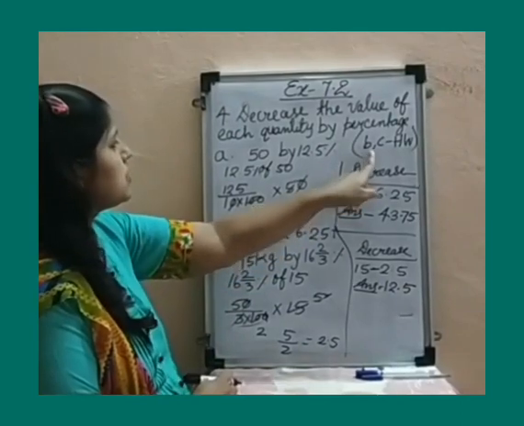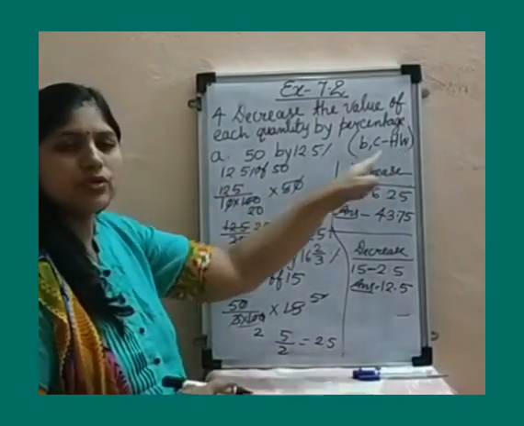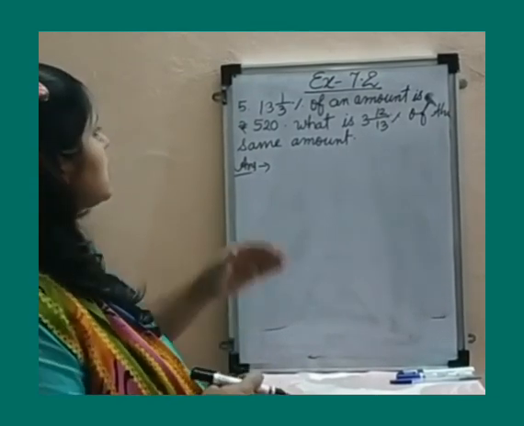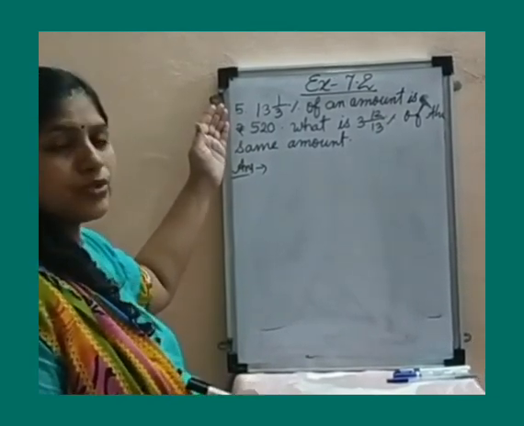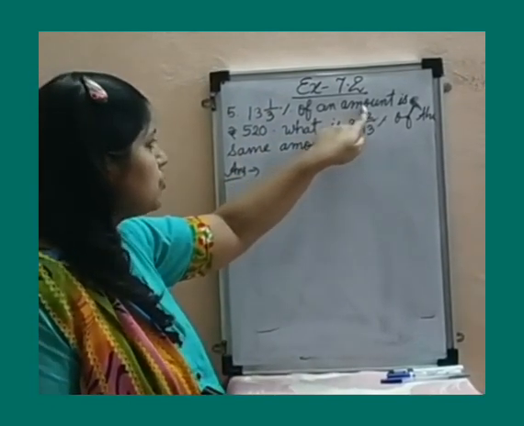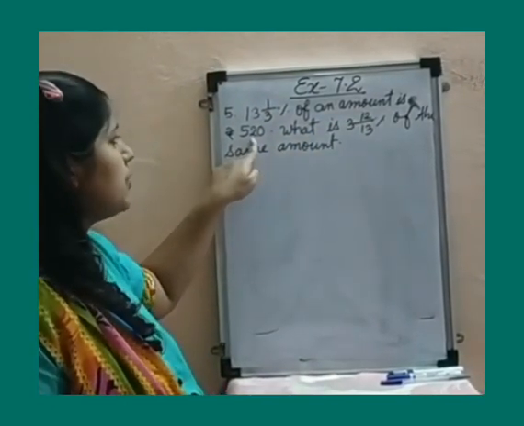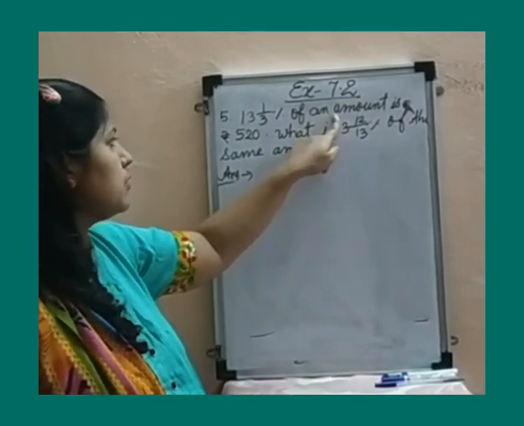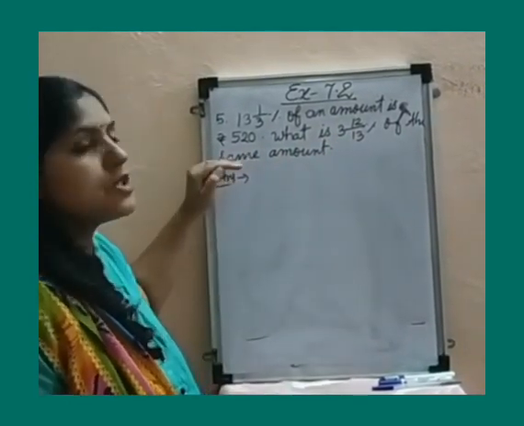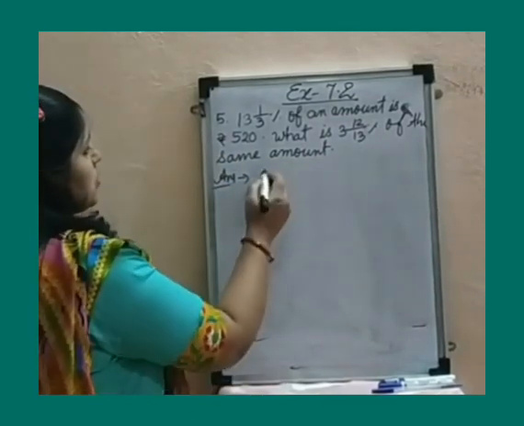Now question number 5th. In this question, parts B and C are for your homework. This is the last word problem of exercise 7.2, question number 5. 13 1/3% of an amount is 520. It means the amount is not given. What is 31 2/3% of the same amount? Suppose the amount is x.